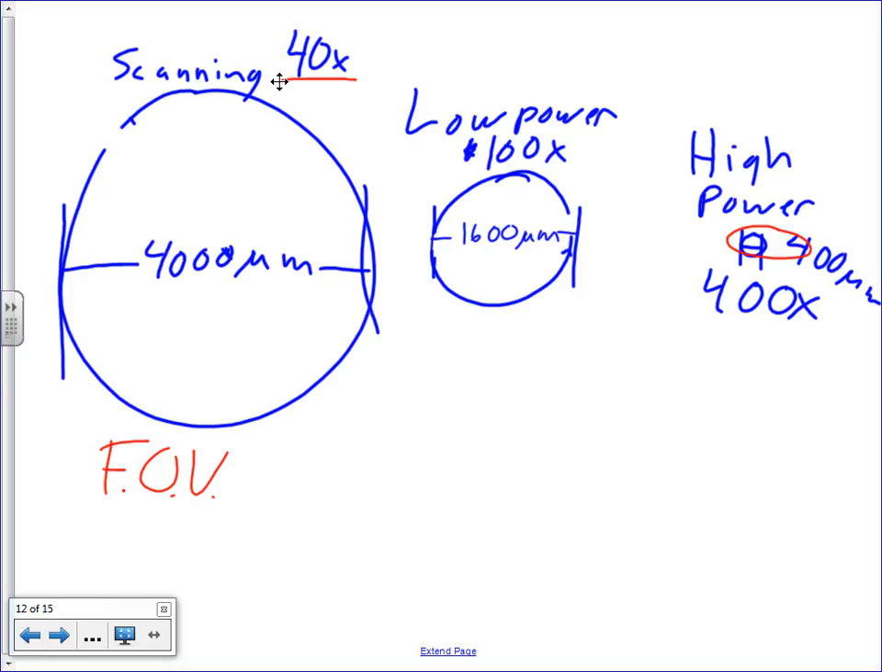All right, so does everyone get the size estimation part? A lot of people really get confused with it, but it's quite straightforward. If it takes up half of the field of view, and the field of view is 400 micrometers, how big is what you're looking at?